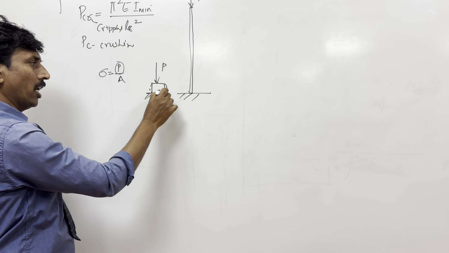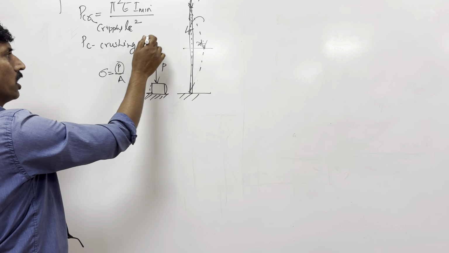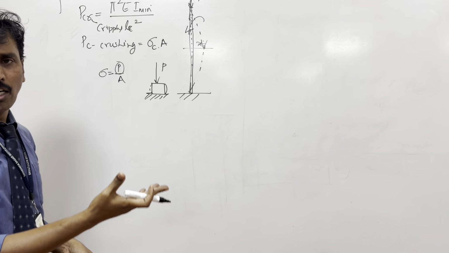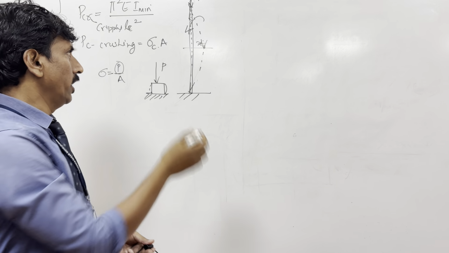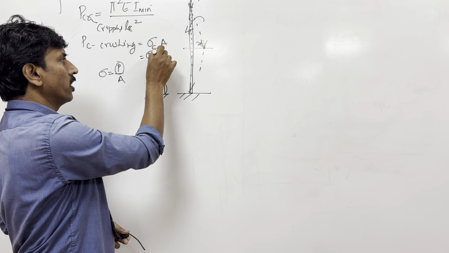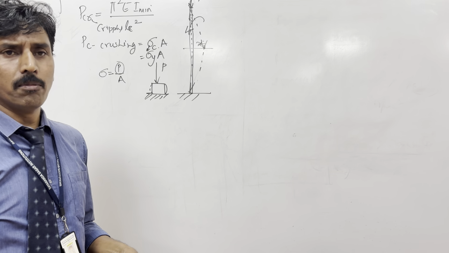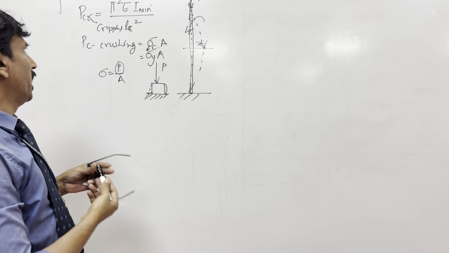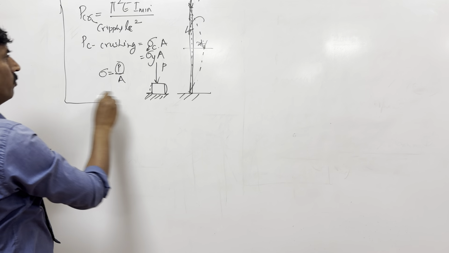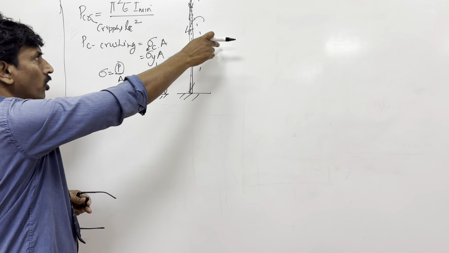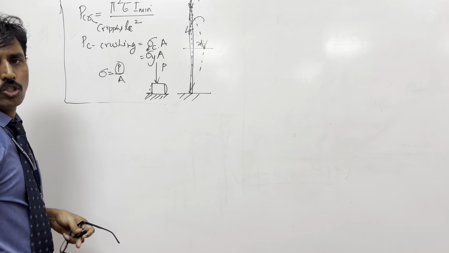So in this formula, PC due to crushing is given by sigma C into A, where sigma stands for the crushing load or the yield. You can also say sigma Y, because at this point the metal has failed. The first formula is for long columns. The second one is for short columns.